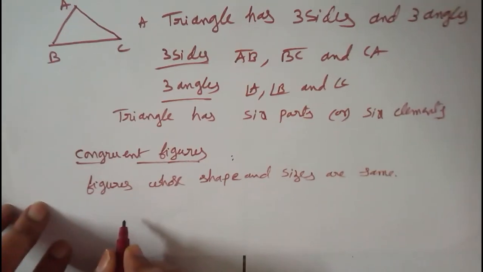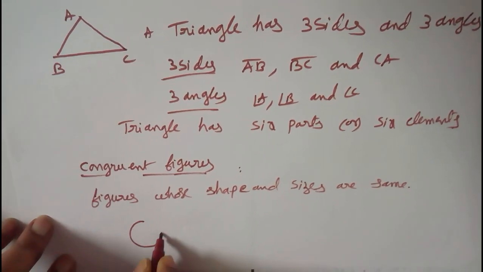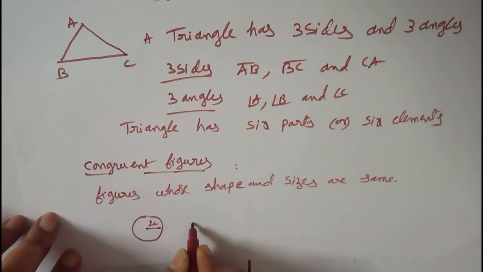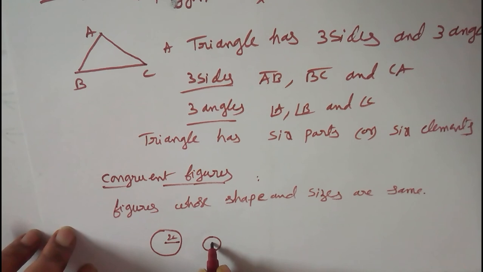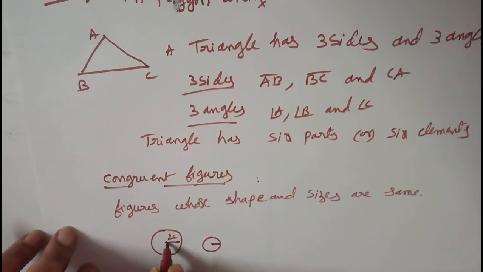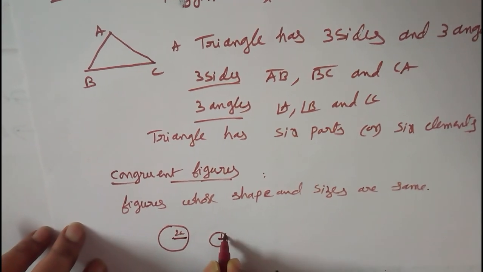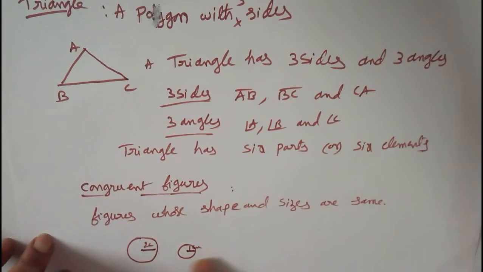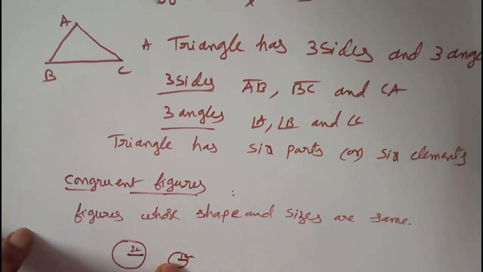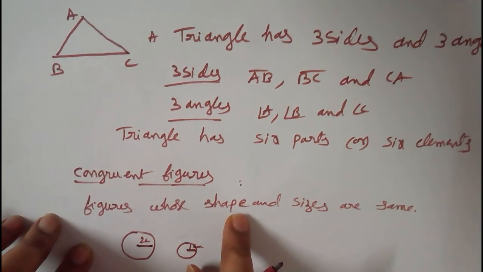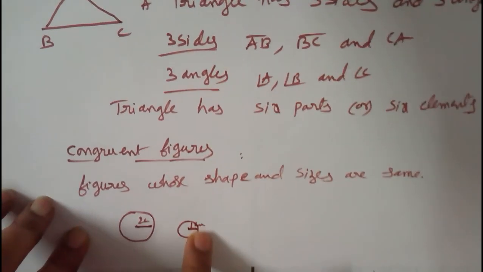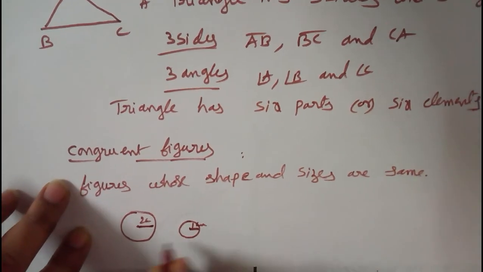Now consider two circles. It is a circle of radius 2 centimeters. It is a circle of radius 1 centimeter. The size of the circle depends upon the radius. Now here the radius is 2 centimeters, here the radius is 1 centimeter. Can you say these two circles are congruent? Both have the same shape, but what about the size? Congruent figures means shape and size should be the same. Here these two are circle shape, but size is different. So these two are not congruent figures, just similar figures.